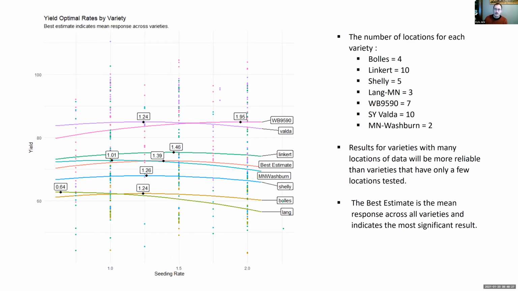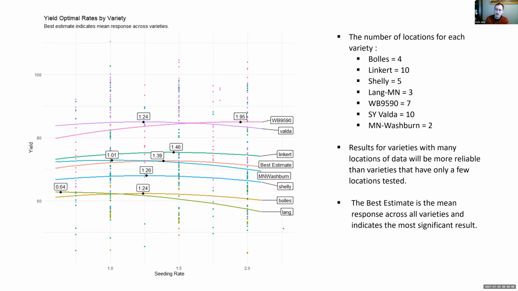So this is the yield optimal rates according to the varieties. I fitted a quadratic. Basically, it's a general linear mixed model across the whole data set. So those dots that you see there are actual data points for the various different seeding rates that were tried. And this is across all the years. And then the yield response there is the yield on the left. It shows you where they fell. They're colored again according to varieties. So you can kind of see visually where that is.